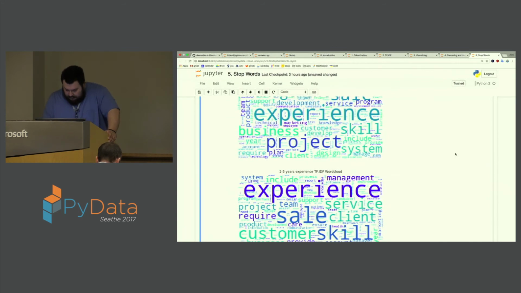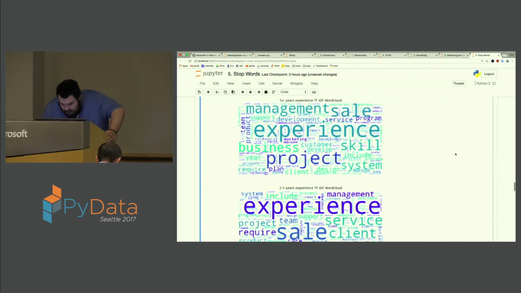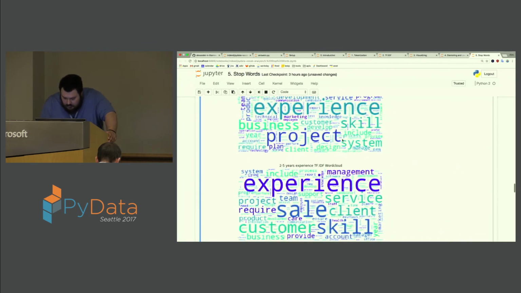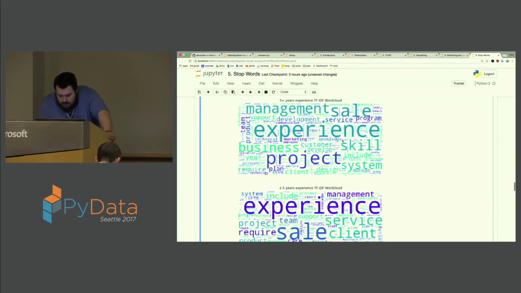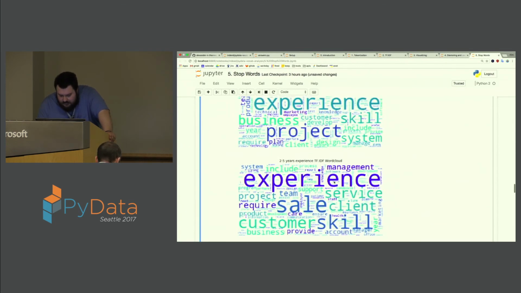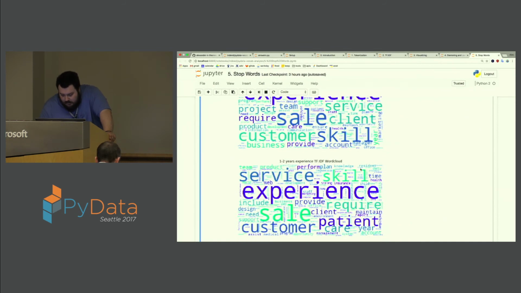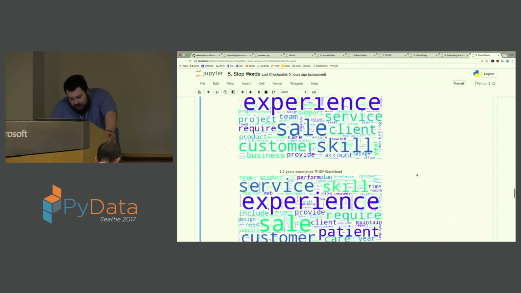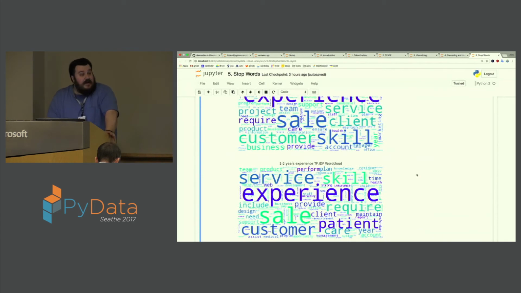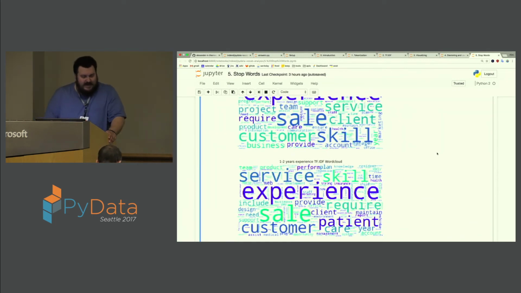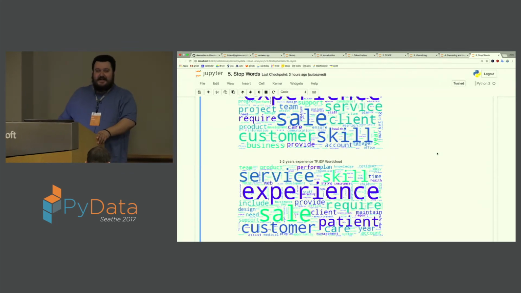Let's see. Interesting. So management is definitely bigger in the 5+ years. Customer is bigger in 2 to 5 years. Let's look at 1 to 2 now. Okay, let's see. Experience is still important. Not surprising because this is a segment defined by experience. Patient, that's interesting. By the way, whenever I'm looking at these and saying that's interesting, don't worry, I'm coming to that later.